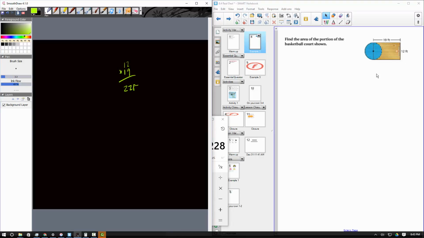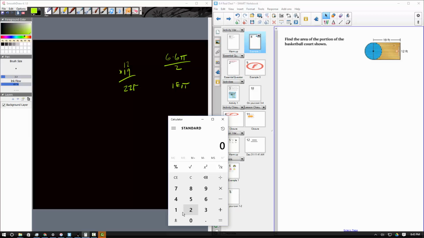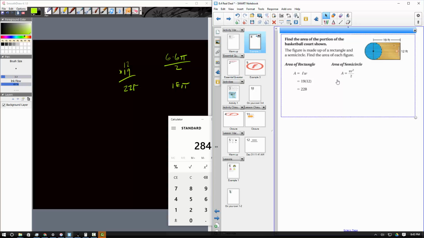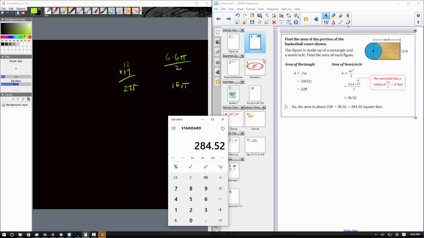And if I want to do the area, I know that this is going to be 12 for the whole thing, so it'd be 6. So it'd be 6 times 6 times pi divided by 2, right? So I have 18 pi, because 36 divided by 2 is 18. And 18 times 3.14, so let's just do that. 18 times 3.14 equals, and then plus the 228 that I have originally. So about 284. And there it is, 284.52, which is what I had.